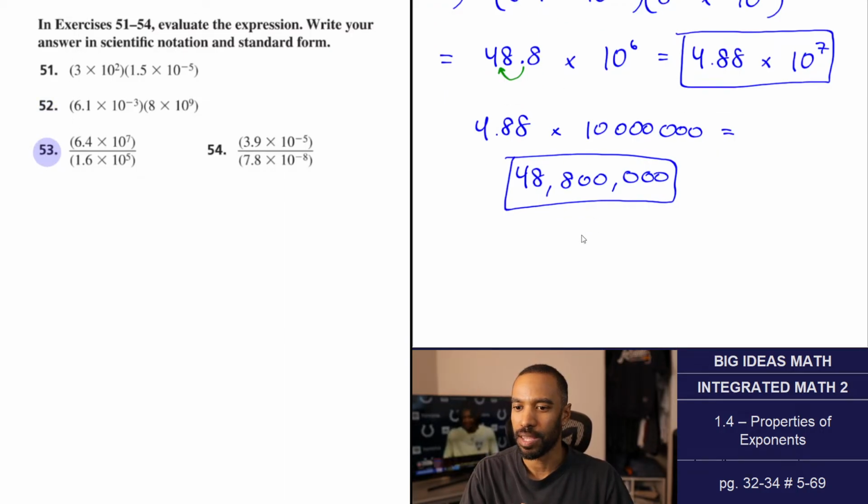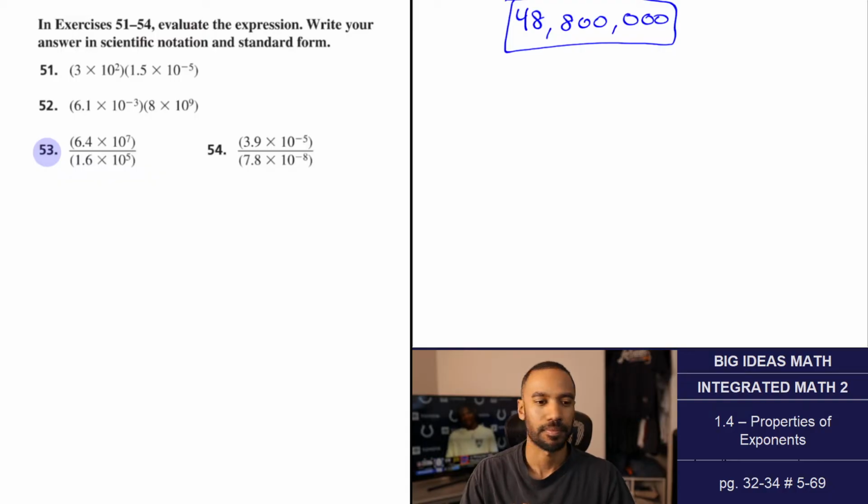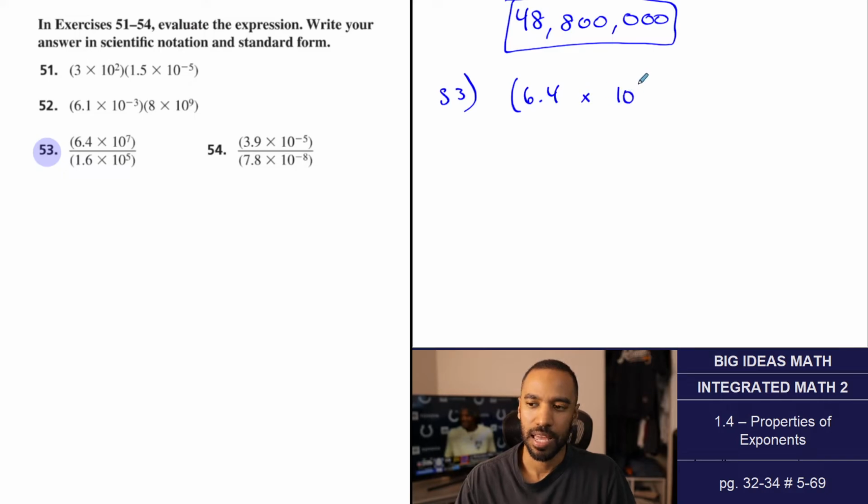Number 53, division: 6.4 times 10 to the 7th over 1.6 times 10 to the 5th.